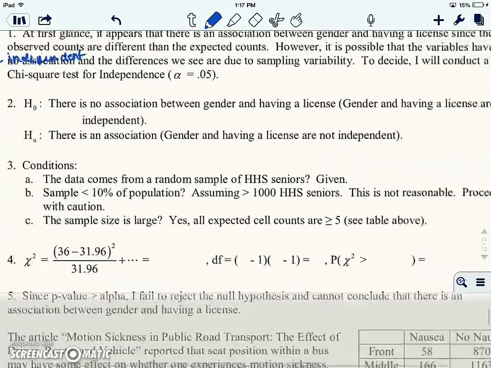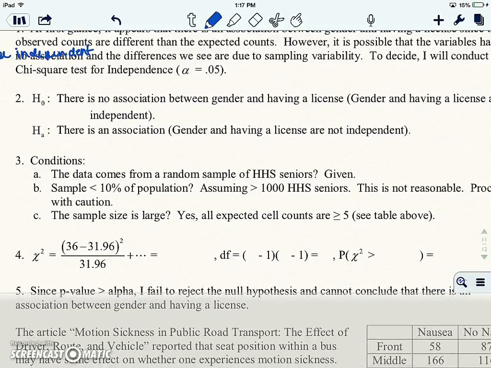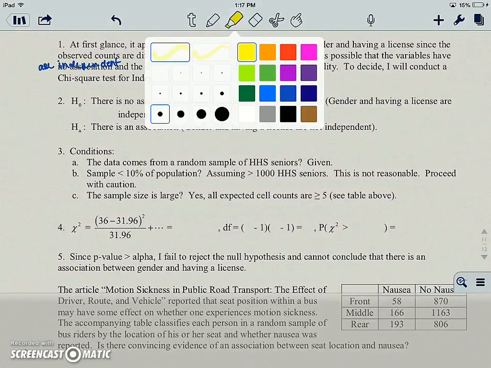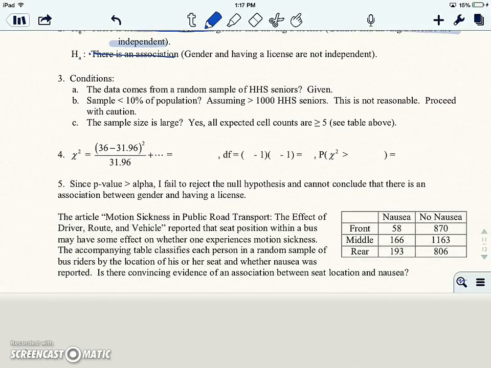To decide, I will conduct a chi-squared test for independence. Now, I much prefer the second version of the hypotheses, but you could write either one. The null being there is no association between gender and having a license. I prefer gender and having a license are independent. And the alternate being there is an association. Please don't ever say that. It's much, much better to say gender and having a license are not independent. Independent and not independent.